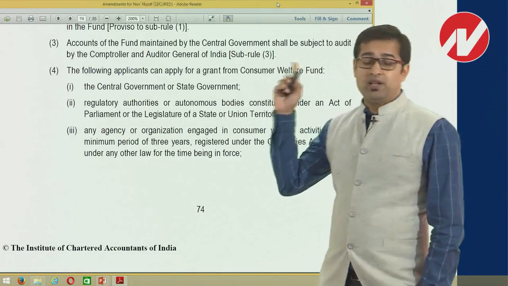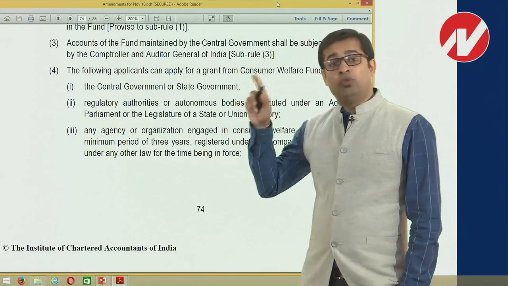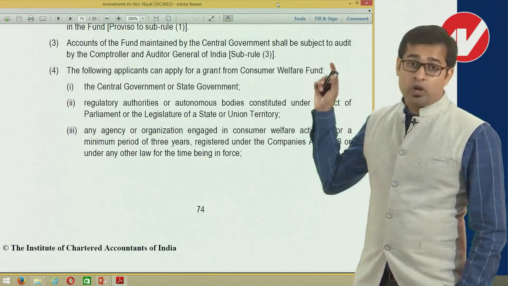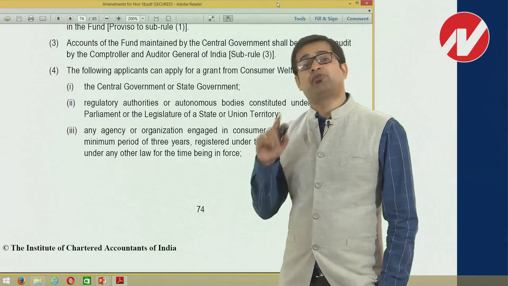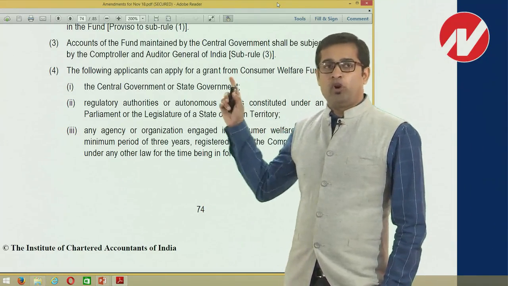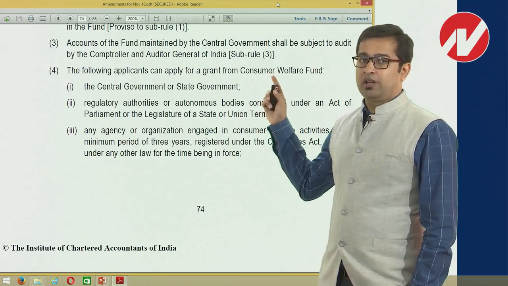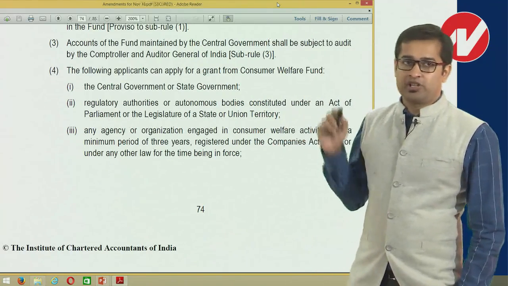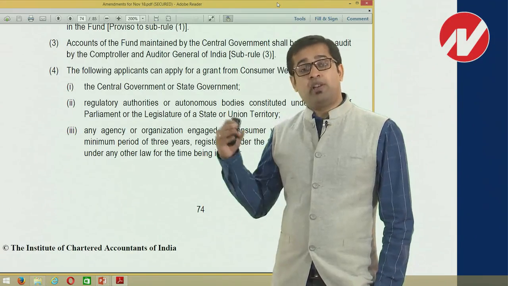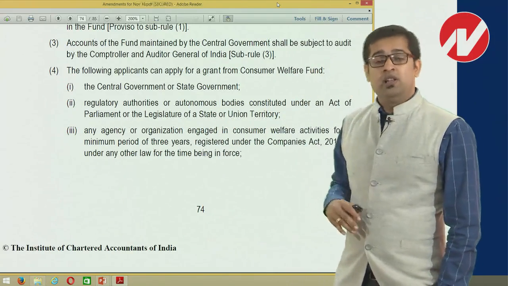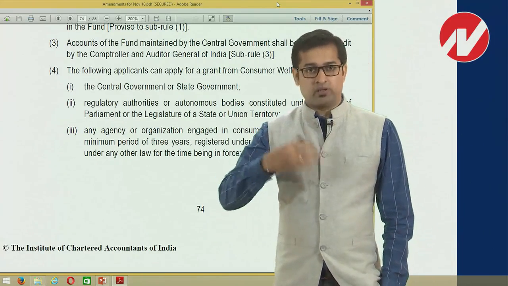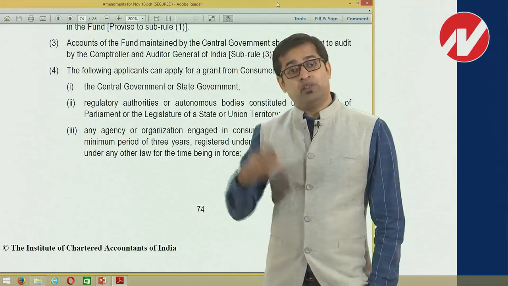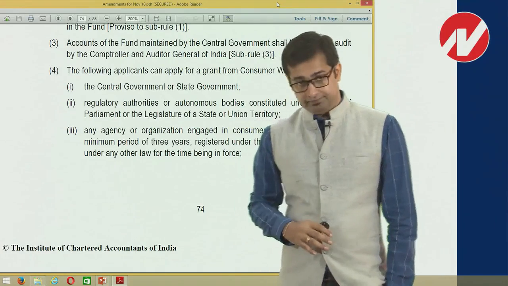More importantly, for the entire amount transferred to Consumer Welfare Fund, the central government is required to maintain its books, and such fund accounts shall be audited by the C&AG, Comptroller and Auditor General. Now, what is more important in this provision is where these funds shall get utilized. The following applicants can apply for a grant from Consumer Welfare Fund. Who are those authorities? The first is the central government or state government itself. The second is various regulatory authorities or autonomous bodies under the central or state government, like the Consumer Protection Council, which is a regulatory body under the central government and works for consumer welfare.